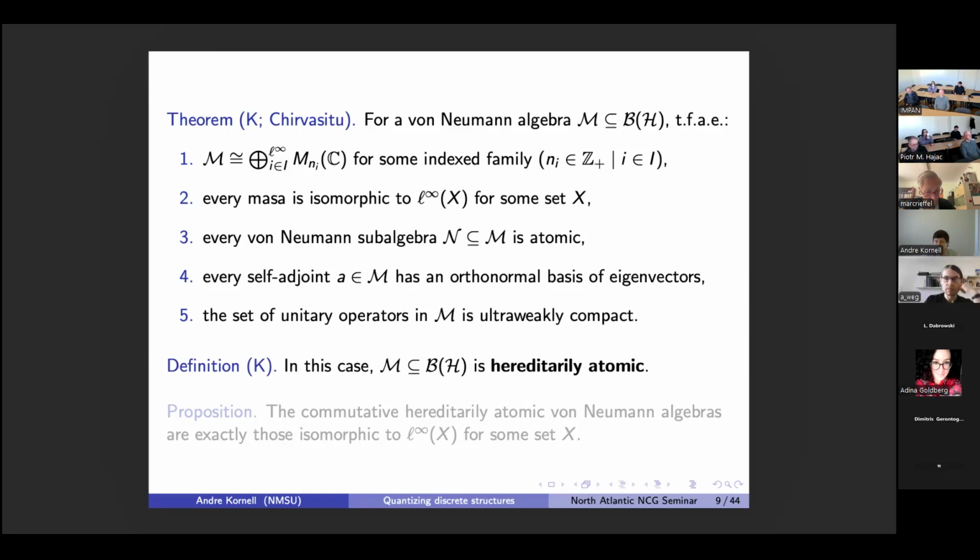So I'm going to call these von Neumann algebras hereditarily atomic, and this is in reference to item 3 on the list. May I have a question? Every von Neumann subalgebra is atomic, so I call the thing hereditarily atomic. Is there a question? Yeah, so I would like to ask about the last condition. The set of unitary operators is ultra-weakly compact, so I presume that it is not the case in general, but I'm a little bit puzzled since, correct me if I'm wrong, the set of unitaries is always weakly star compact, yes?